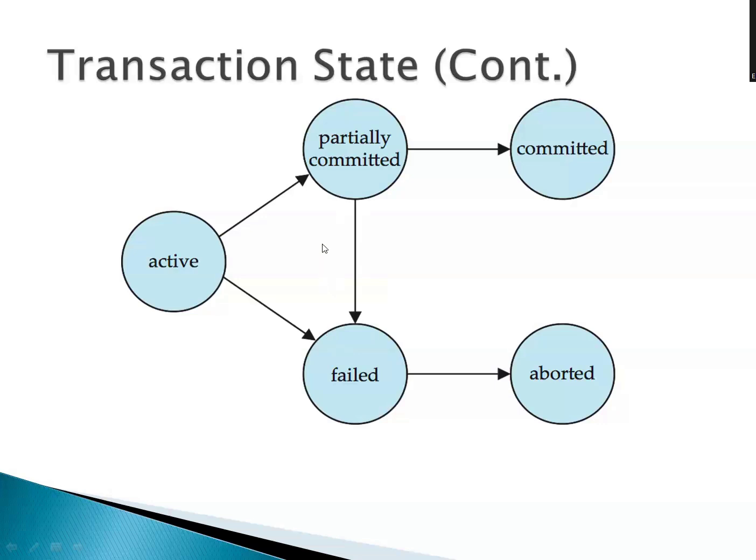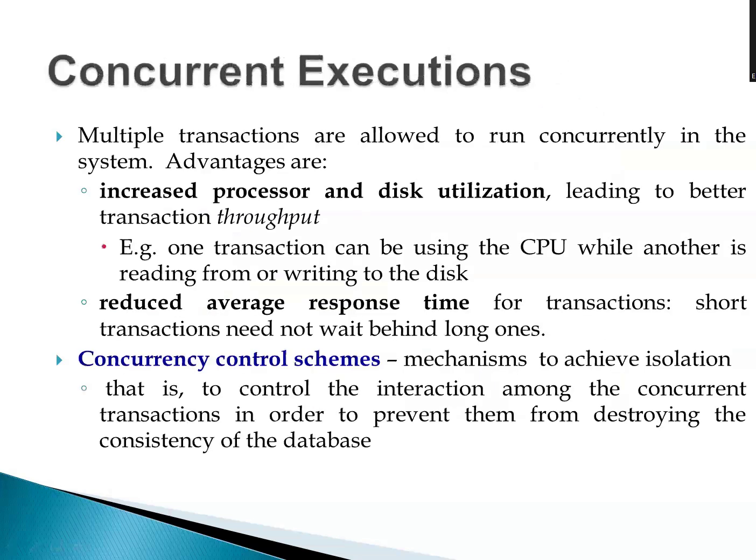And then the aborted state. After a transaction fails, it needs to be rolled back, meaning the database is restored to its prior state, that is, the state prior to the start of the transaction. After being aborted, a transaction can either be restarted or killed. Restarted means if there are no internal logical errors, it can be restarted. And the final state is committed. This is the state after the transaction has successfully completed. So these are all the various transaction states.